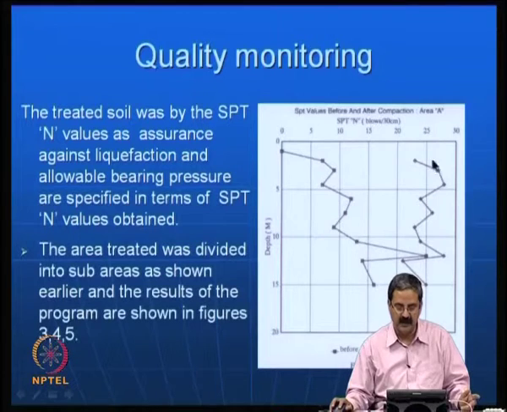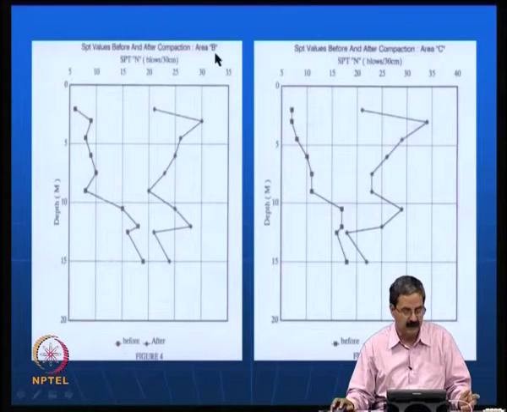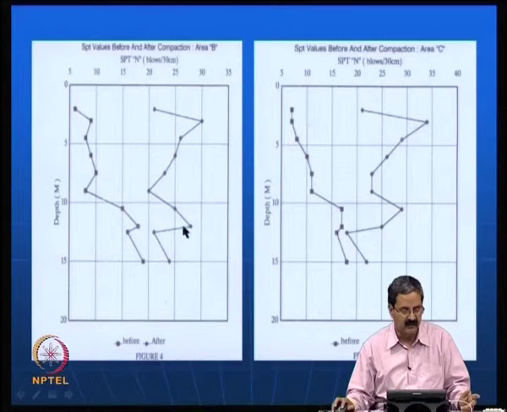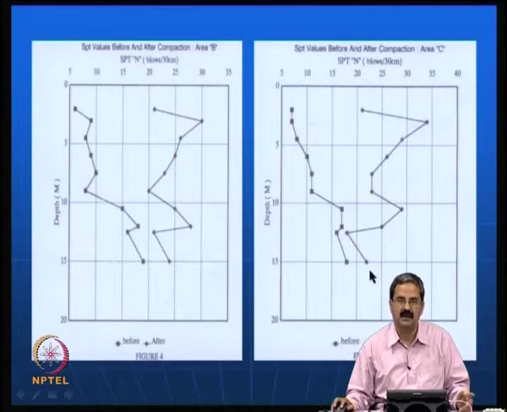So this is in a particular location, area A. Then in the other location, area B, you can see that it is always more than 20 everywhere. You can just say that one point it is touching. Here you can see that in area C, there is some one point which is somewhat less than 20, but all other points are okay.